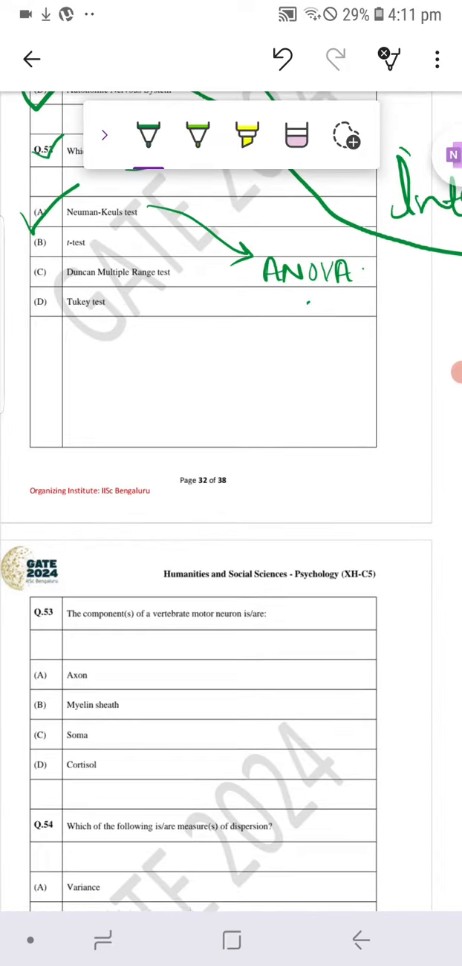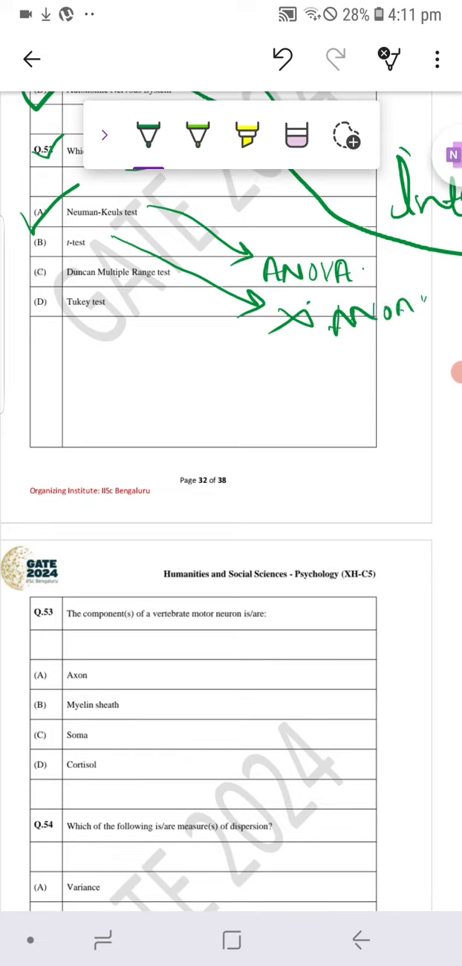Next is your t-test. Now if we look at t-test, then it is not a post hoc test. It is used for comparing two groups to determine if there is a significant difference between their means. So it is not applied after ANOVA, is not used over here.